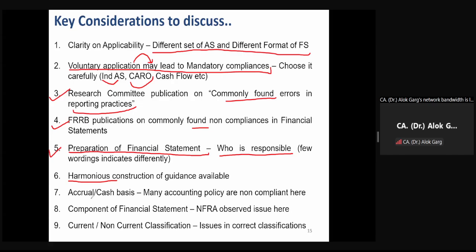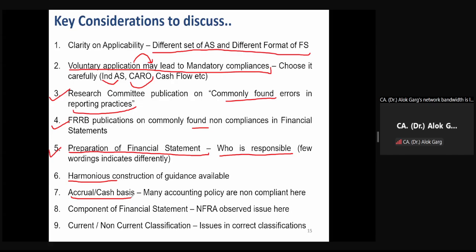Accrual basis or cash basis. While everyone is writing that the financial statements have been prepared as per accrual basis of accounting, when you actually look at the accounting policies, and when I'm discussing this, a few people who are listening will appreciate and agree with my discussion, that yes, when you read the accounting policy, you will feel like these financial statements are prepared on a cash basis, not accrual basis.